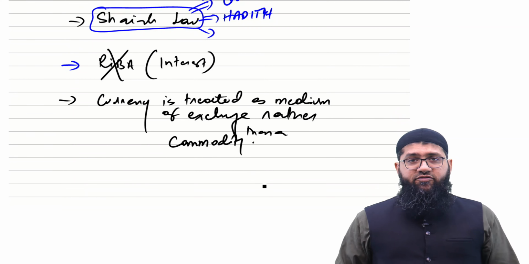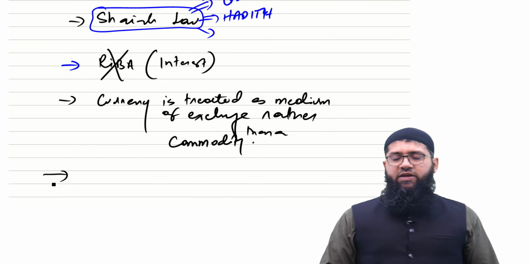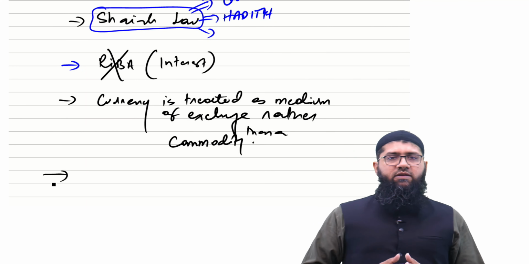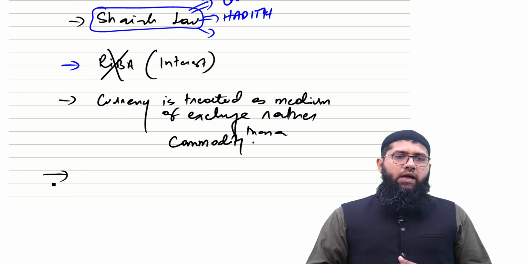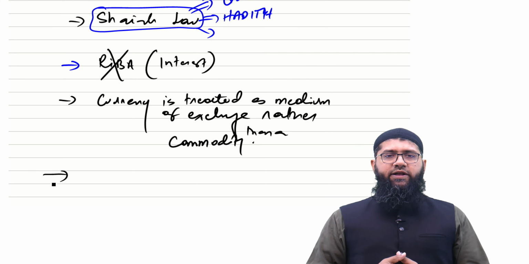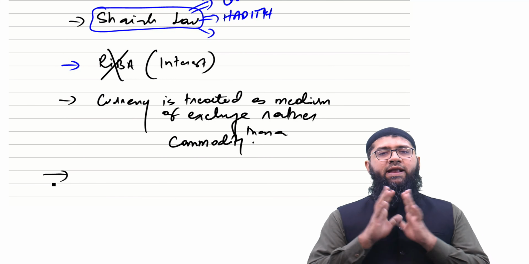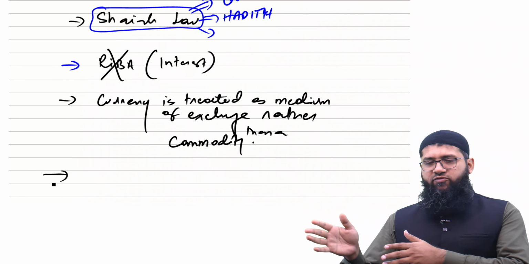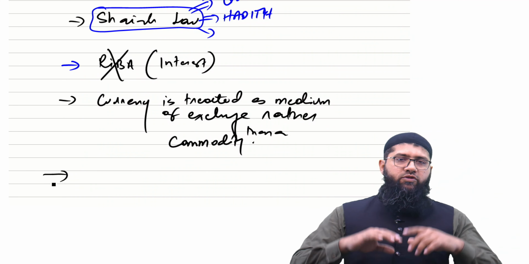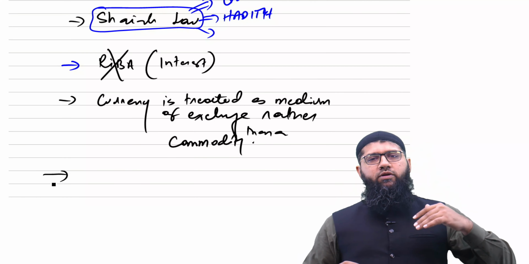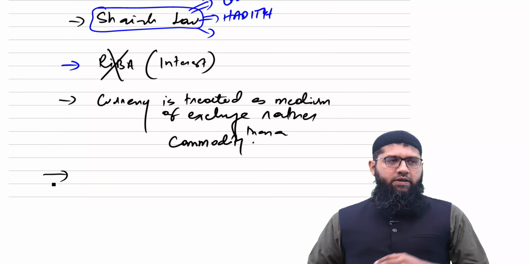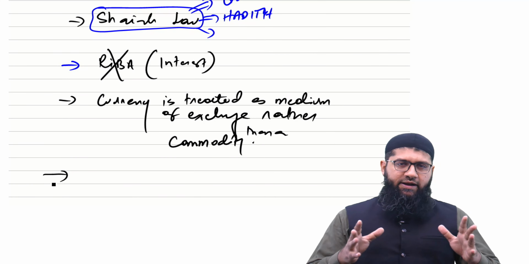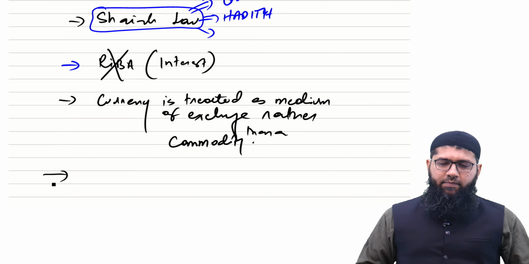The currency is treated as a medium of exchange rather than a commodity. When you go to a conventional bank, the bank would lend you money and ask for additional money in return. But when you go to an Islamic bank, they would never lend you money. They would ask you why you need money. You would say, I need money to buy this, to buy that. So the Islamic bank would buy you an asset and sell the asset to you, but they would never lend you the money if it's a proper Islamic bank.